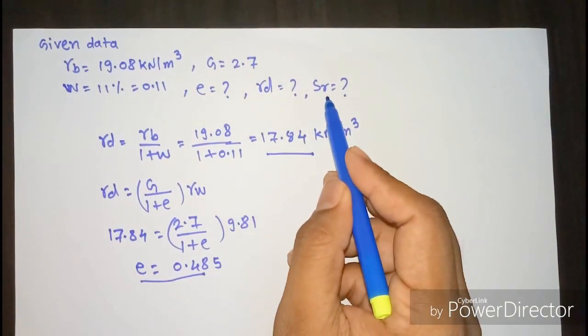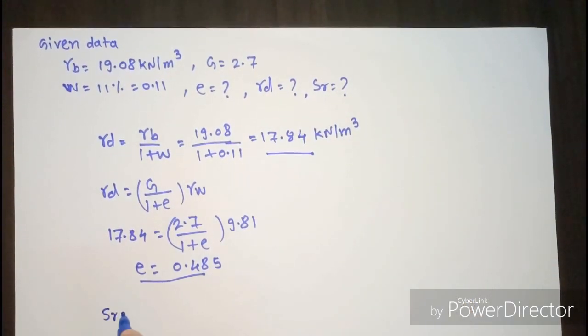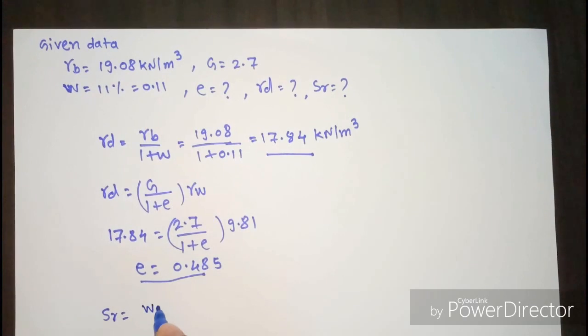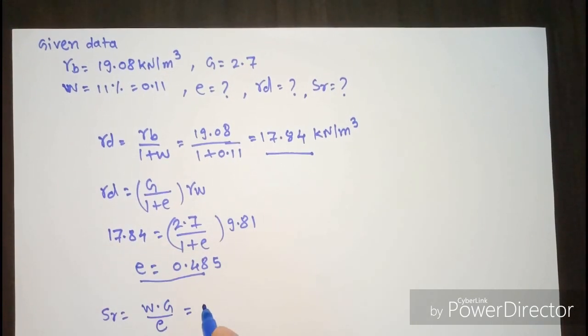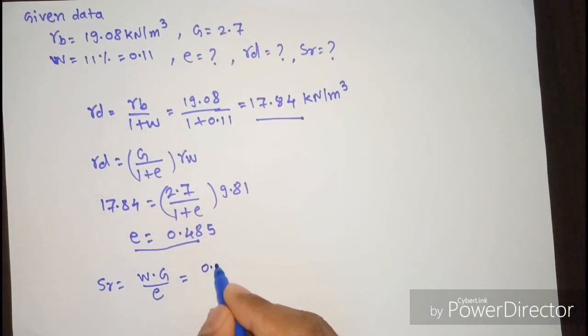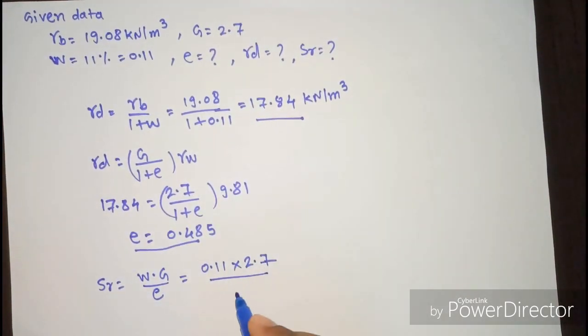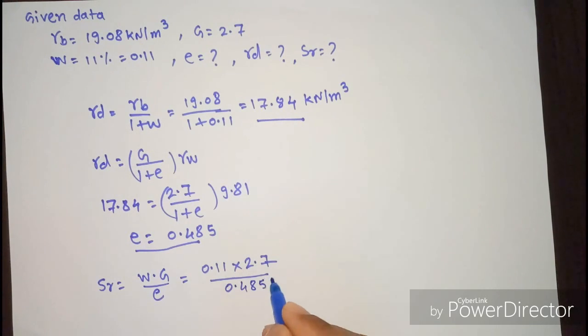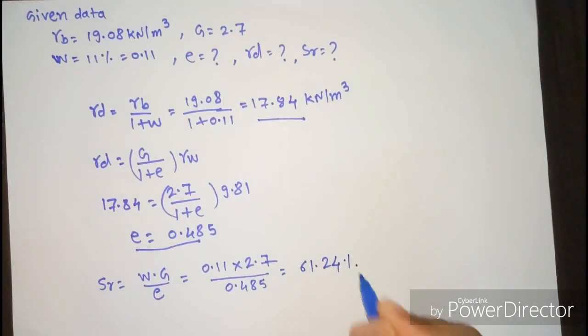We just calculated void ratio and dry unit weight. Now we have to calculate degree of saturation. We know that S_r is equal to W G upon E. W is water content, G is specific gravity, E is void ratio. So W is 0.11 multiplied by specific gravity 2.7 divided by, sorry, divided by void ratio 0.485, which is equal to 61.24%.